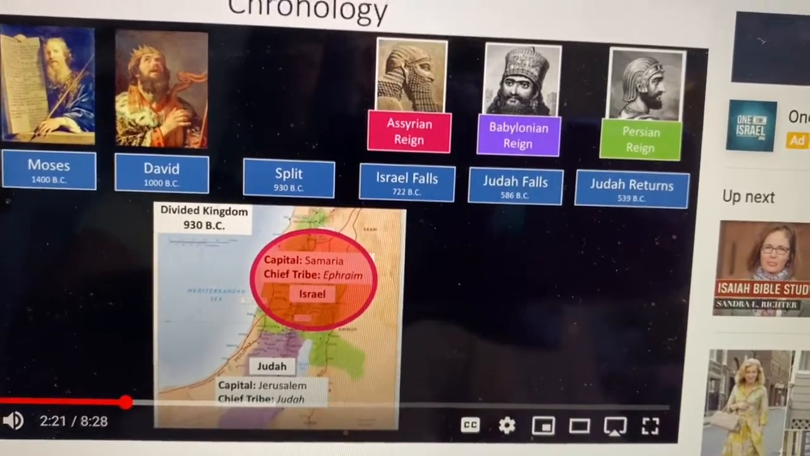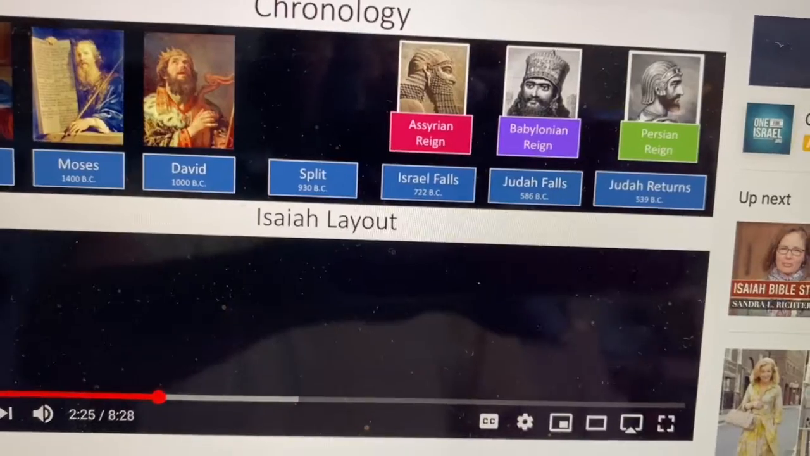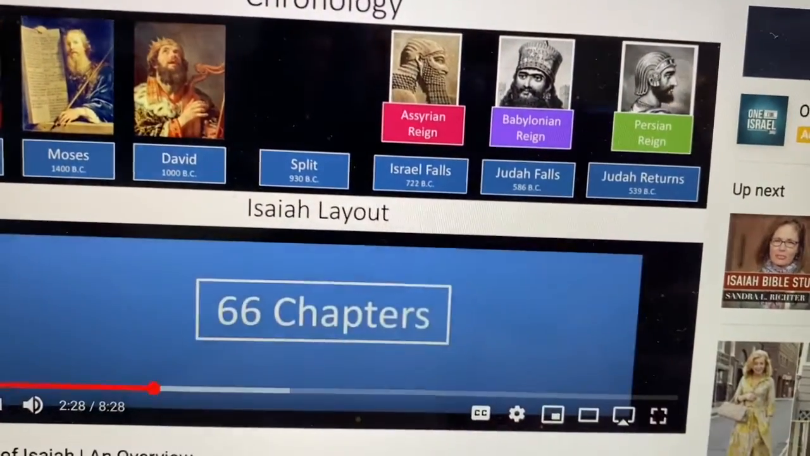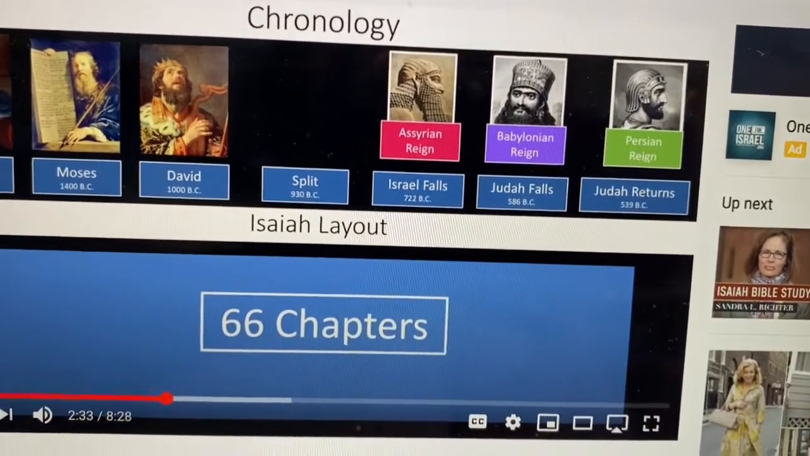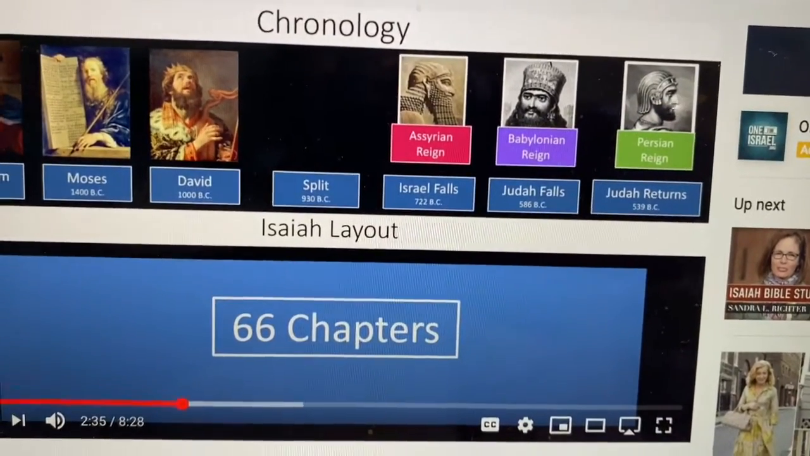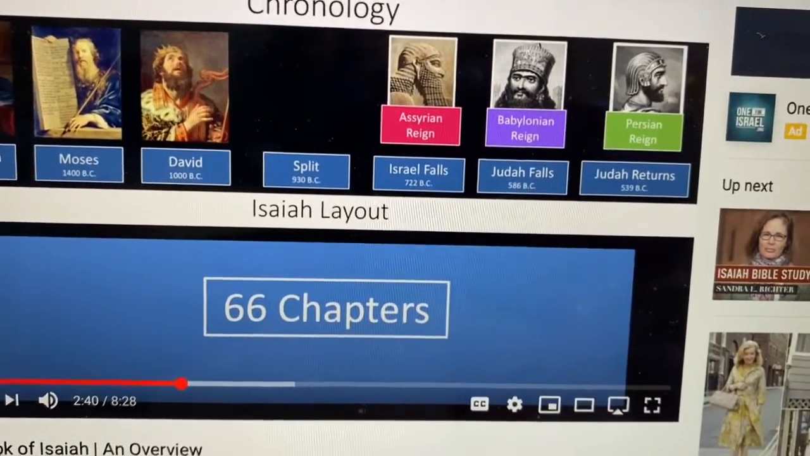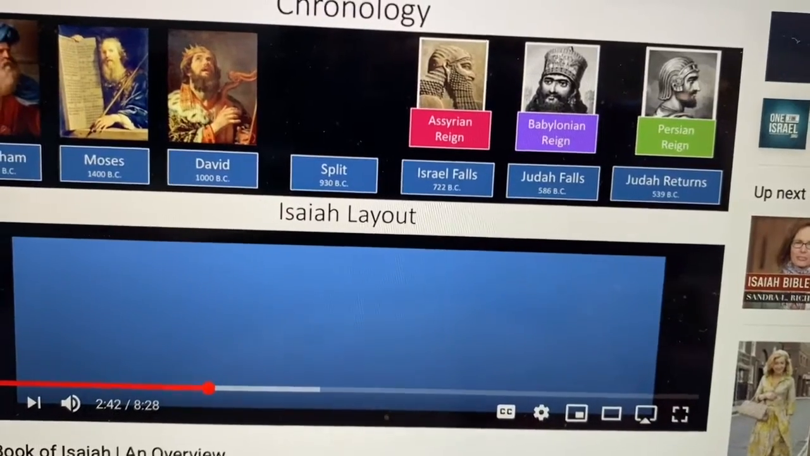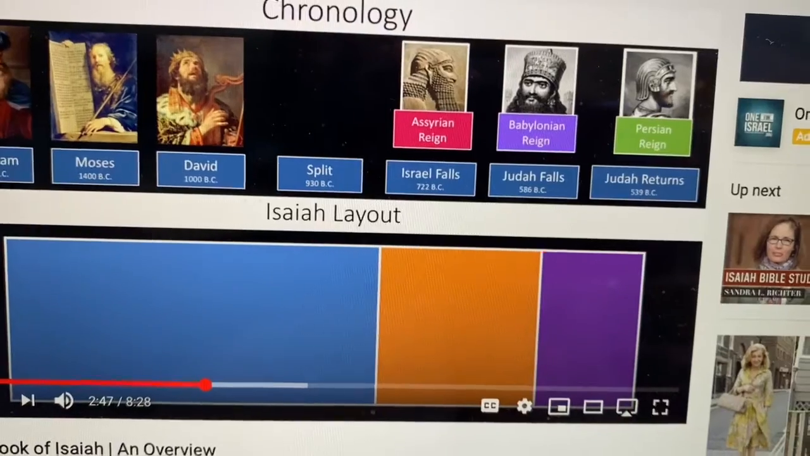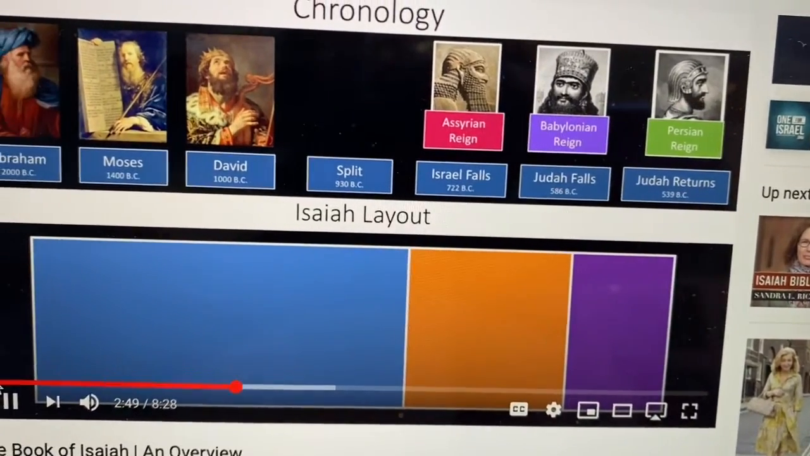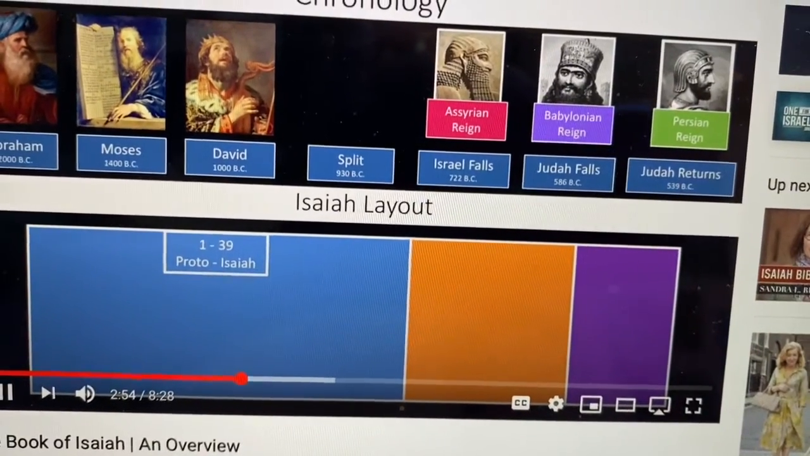Fantastic. Now that we have this chronology before us, how does it help us understand the book of Isaiah? Well, the book of Isaiah is composed of 66 chapters. And the traditional understanding of the book is that Isaiah wrote the entire book himself in about the 8th century. However, critical scholars do not believe this to be the case. Rather, they believe the book of Isaiah was written during 3 different periods of time and by 3 different authors or schools of authors.